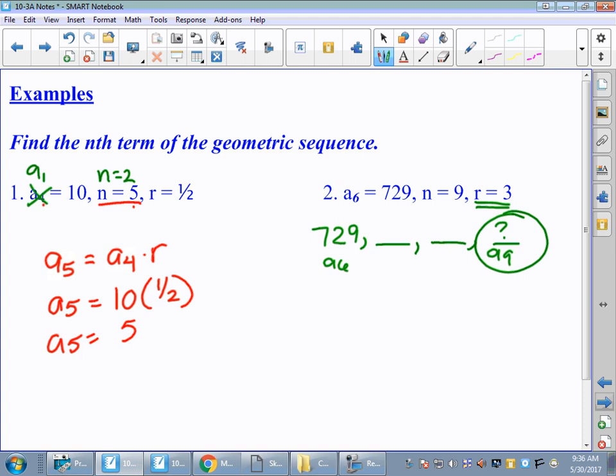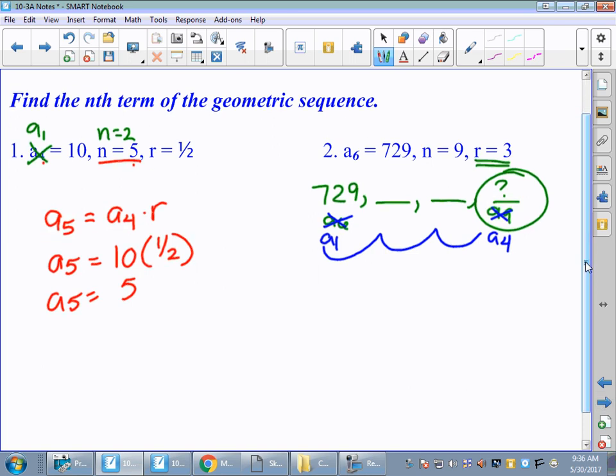So what I can do to use my formula is I can set it up this way. And really, I know it says a sub 6, but I can call a sub 6 temporarily a sub 1, which really means this is a sub 2, 3, and 4. So this would be a sub 4. Now I have enough information to use the formula. A sub 4 is equal to a sub 1 times r to the n minus 1. The fourth term, starting with 729, timesing it by 3 to the 4 minus 1 power. Now, your n value changed because we're not counting from 1 to 9. We're starting at 6 and counting to 9.